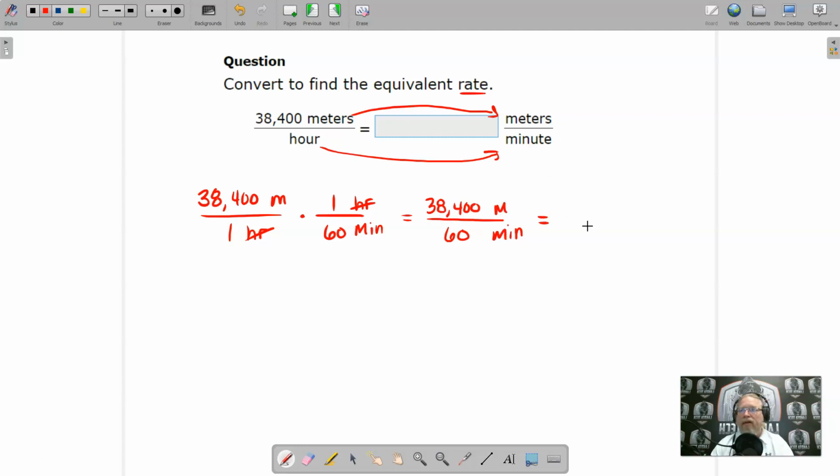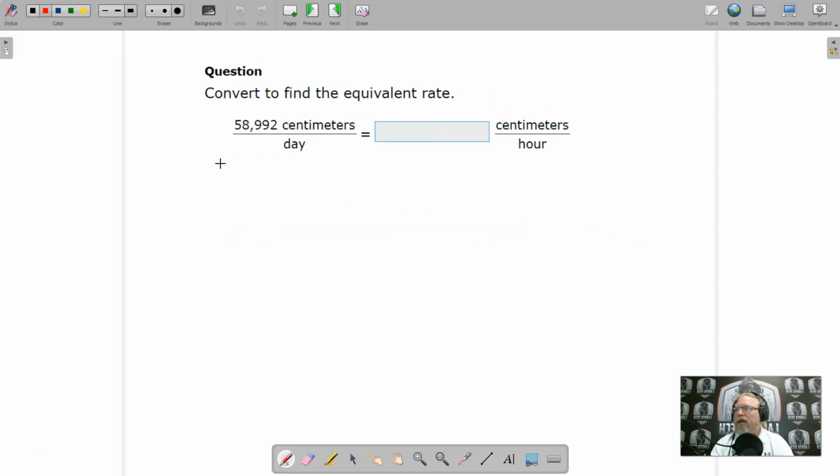So now we need to get to what we know as a unit rate. And whenever we did unit rates, we learned that we just divide both the numerator and the denominator by the value of the denominator. So 60 divided by 60 is going to be 1. And then let me turn on my calculator here. 38,400, going to divide that by 60. And that's going to give me an answer of 640. So 640 meters in 1 minute. Put that 0 back on there. 640 meters per minute.